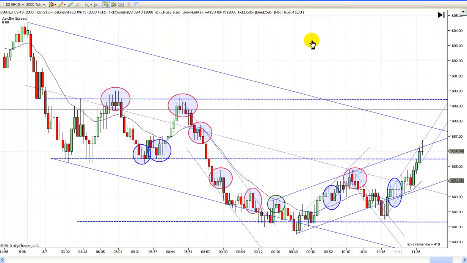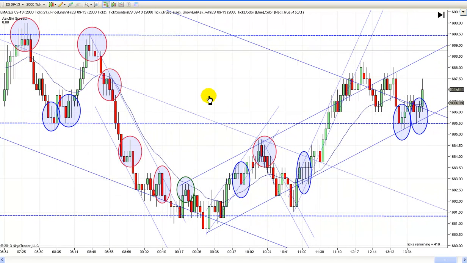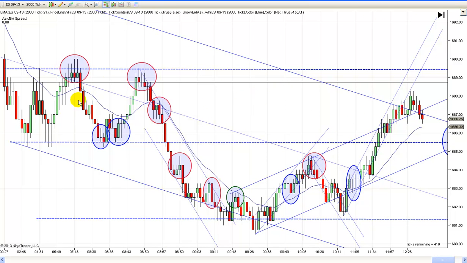So do what works best for you, but it's my opinion that these lines are really going to help you. Without them, you don't know what's going on.